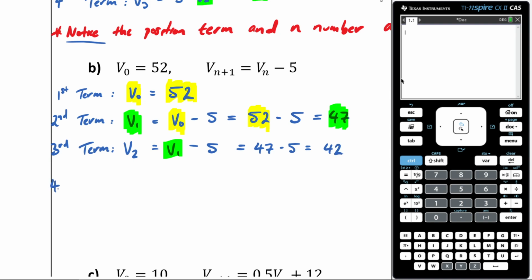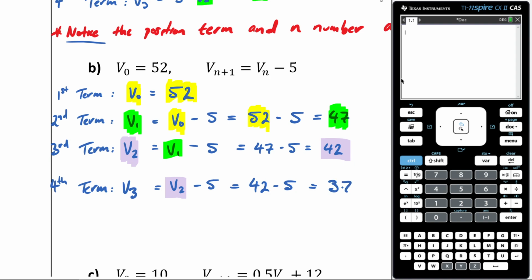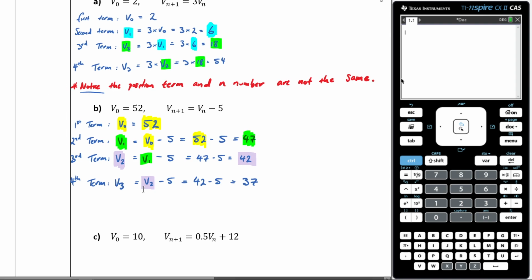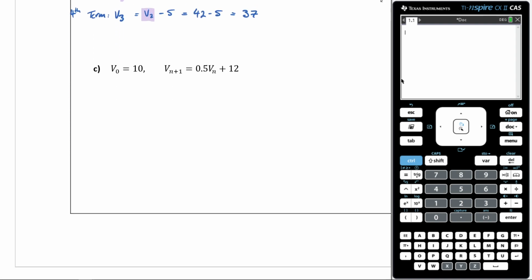Then I need to find my fourth term. My fourth term is going to be v of 3, which is going to be v of 2 minus 5, which is equal to, again, take note, that v of 2 is 42. So if that 42 goes there, it's going to become 42 minus 5, which is going to be equal to, what's 42 minus 5? It's going to be 37. Cool. That's how it works, people. So just take note as we're going through that that's how it works. Shall we do one more? Let's do one more.